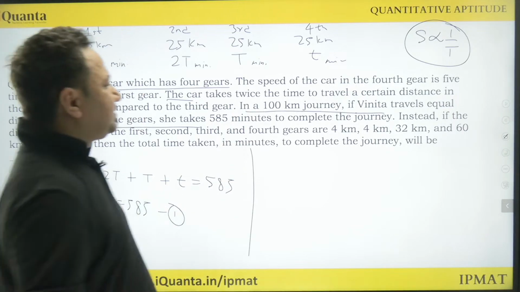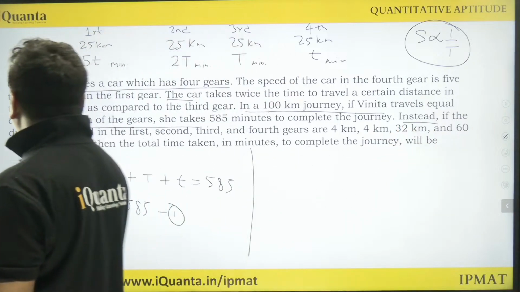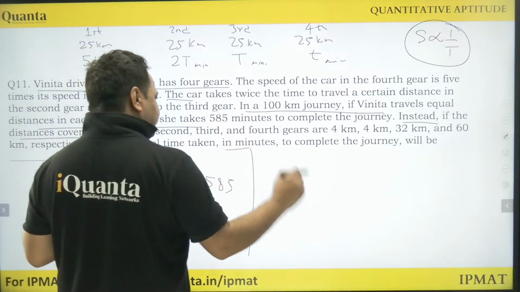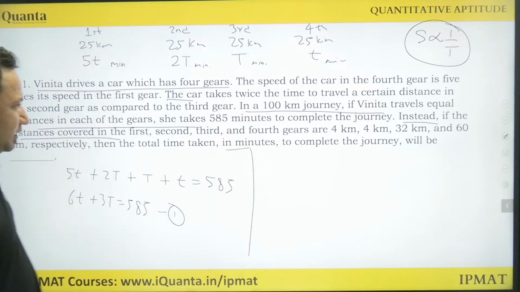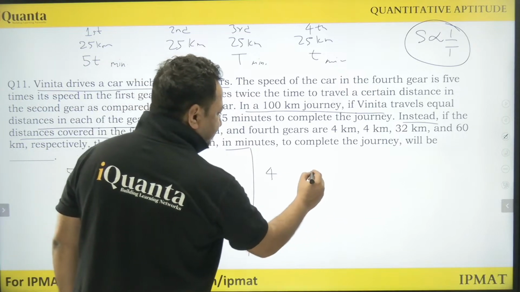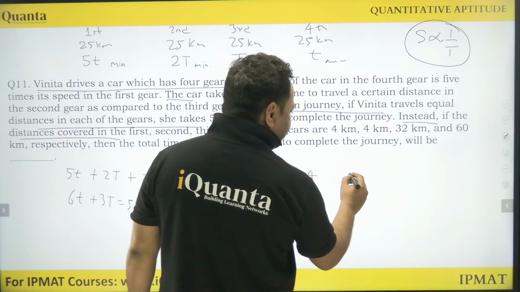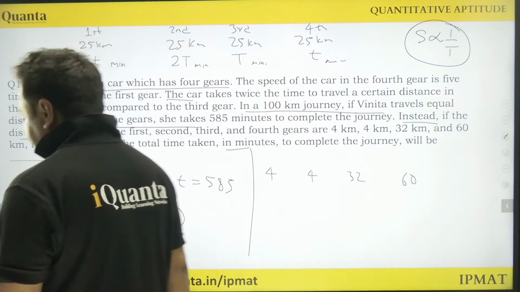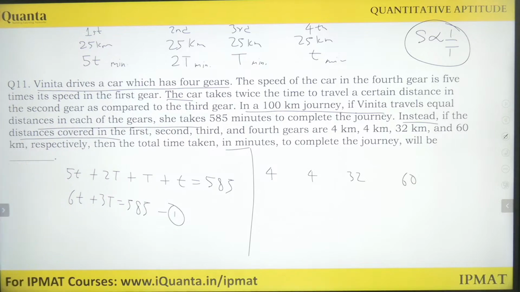Now, the question says, instead, if the distances covered in the first, second, third and fourth gears are 4, 4, 32 and 60 kilometers respectively, then the total time taken in minutes to complete the journey will be what? First gear distance traveled is 4, second gear 4 again, third gear how much? It's 32, then we have 60. Any doubt over there?